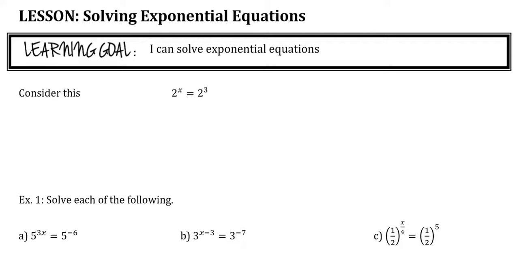So there's a question here. 2 to the x equals 2 to the 3. Now the first thing that we want to make a note of is x in the exponent, so this is an exponential equation.